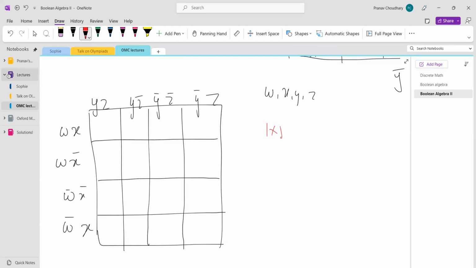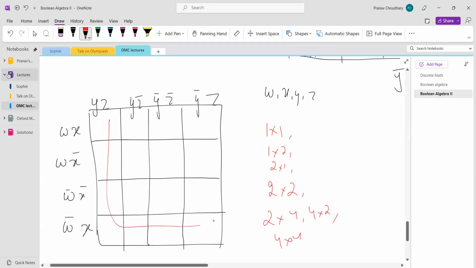And here you can have a 1 cross 1 rectangle, which is just a unit square like this, which is useless. 1 cross 1, 1 cross 2, 2 cross 1, 2 cross 2, like this thing. You can also have 2 cross 4, like this, and then 4 cross 2, and a 4 cross 4, which is just the whole thing. And notice that this square is adjacent to this square, and this square is also adjacent to this square, just by cyclic shifts. And then you can minimize the stuff.